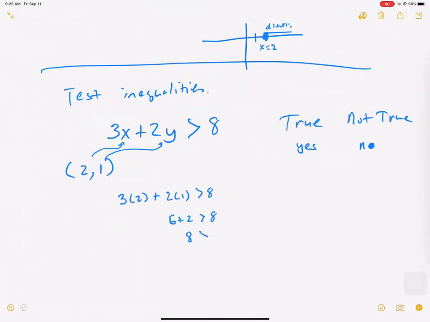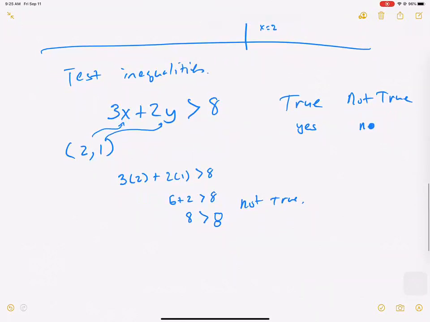Is 8 greater than 8? And that is not true. Why isn't it true? Because 8 isn't greater than 8. 8 is 8. 9, 10, 11, 12, those would be greater than 8. Thank you for participating. Great job.